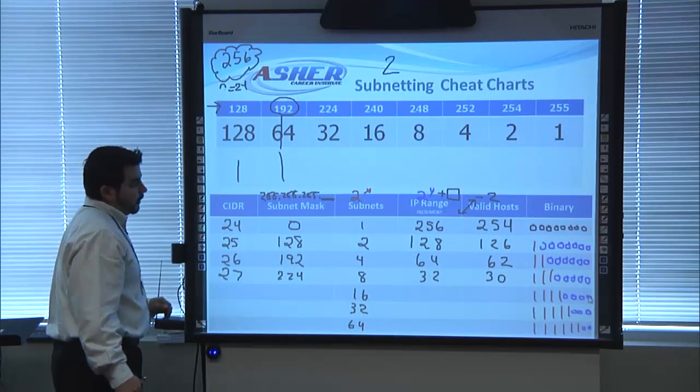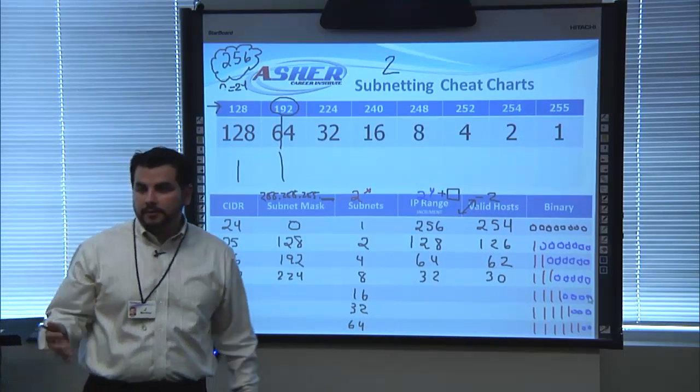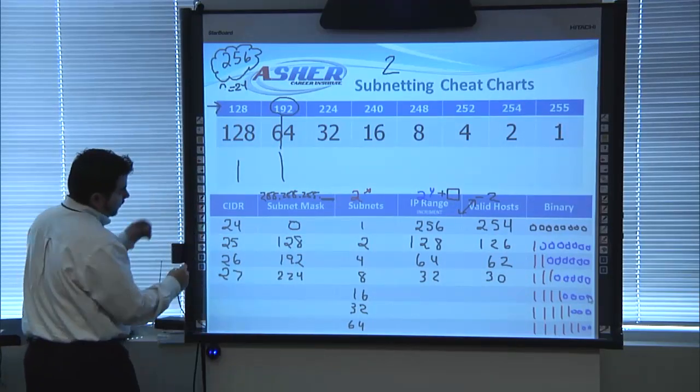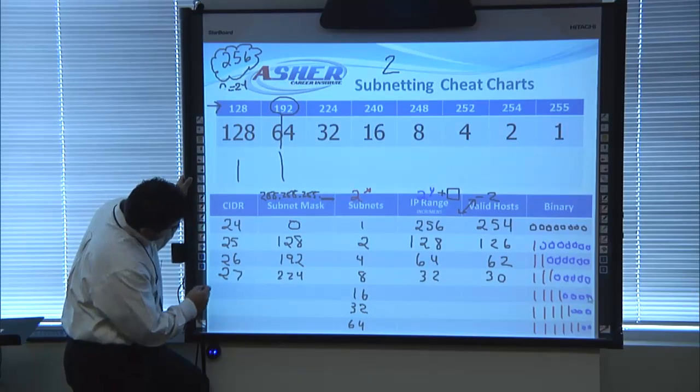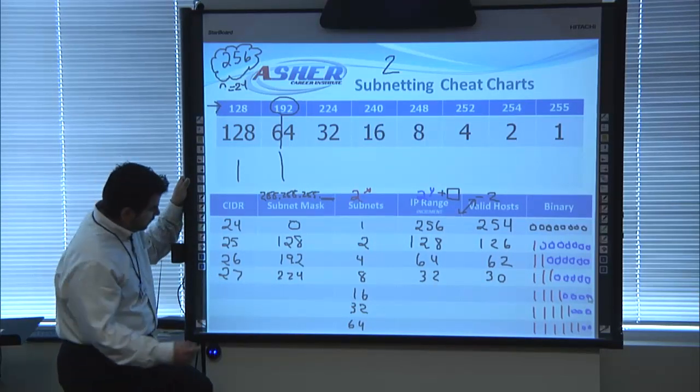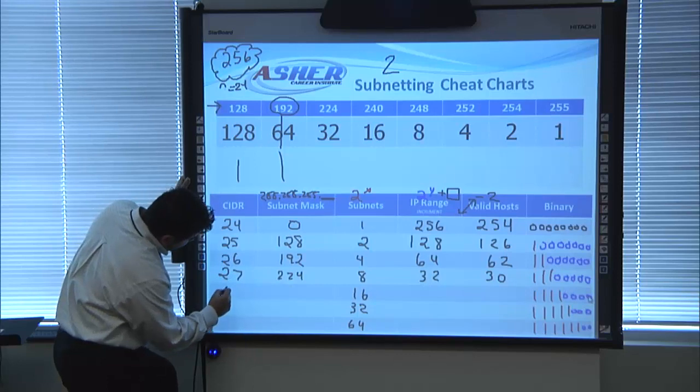So now, do you see any patterns? Yeah, the numbers, the CIDR. What is it doing? Just increasing by 1: 24, 25, 26, 27.